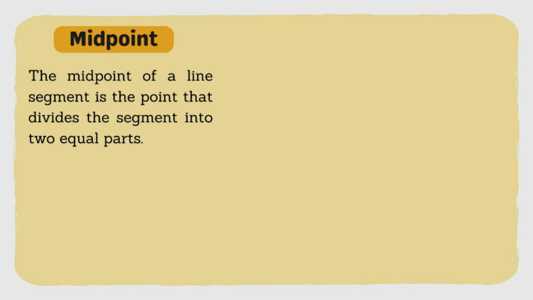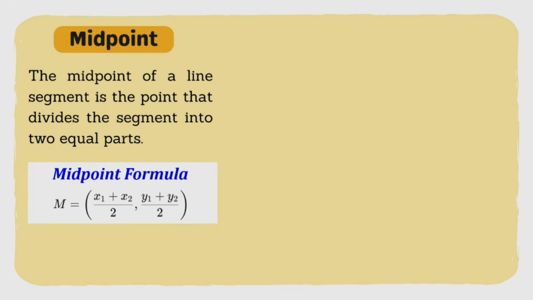Okay, so dito na po papasok yung midpoint. The midpoint of a line segment is the point that divides the segment into 2 equal parts. Okay, so ito na po yung gagamitin nating formula, the midpoint formula, para mahanap natin yung point sa gitna ng dalawang points sa Cartesian plane.